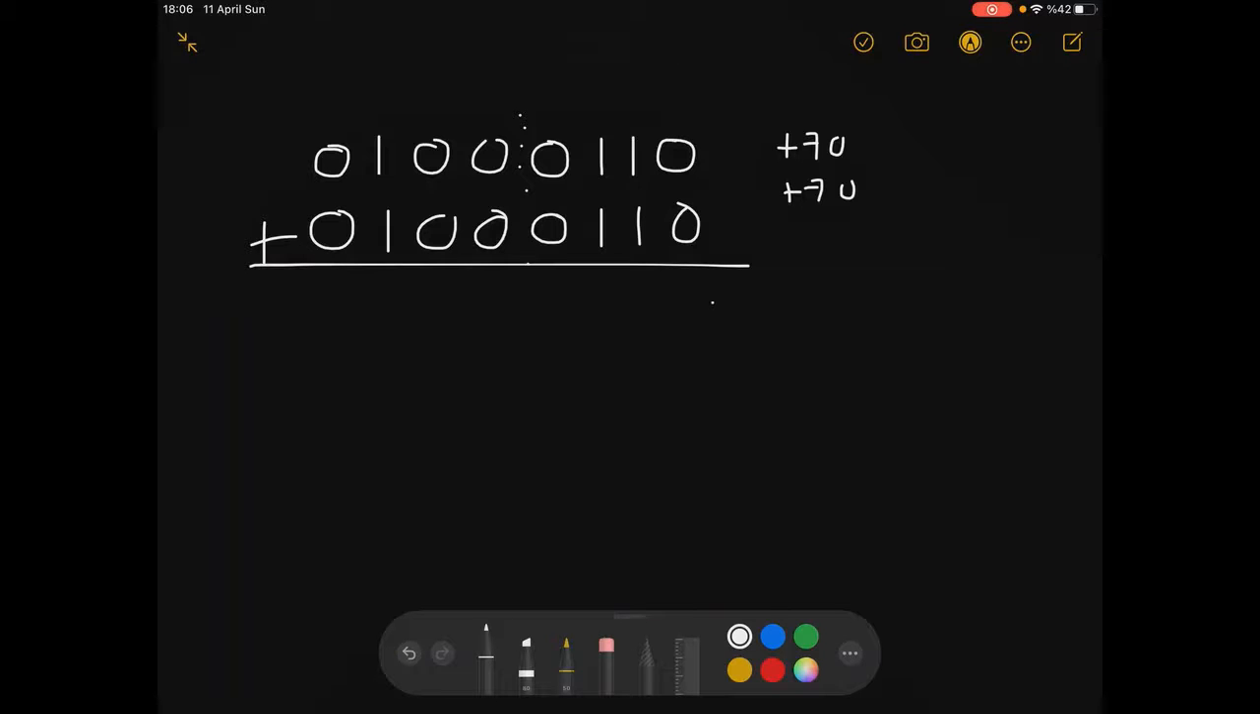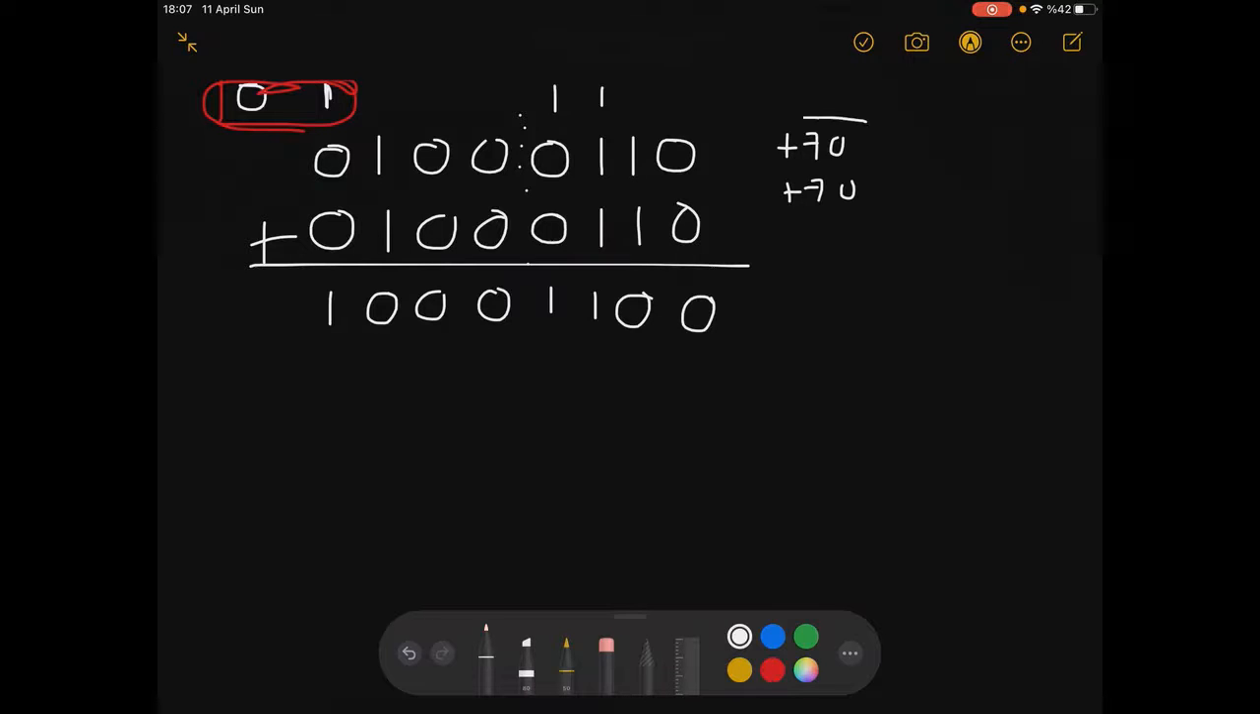What happens here is 0 0 1 1 0 0 0 1, and the output carry is 1. Just focus on this one. Are these two different? Yes. So it means that there is an overflow here. Just check. This result is 140 in decimal form, but what is your capacity here?